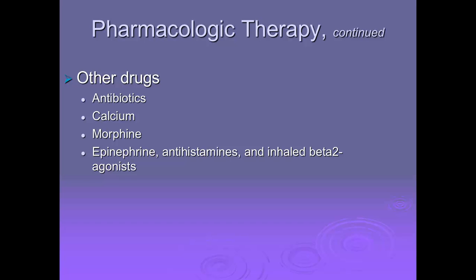Antibiotics are used to treat septic shock. Calcium is used to replace the lost calcium from blood transfusions. Morphine is given, it helps to dilate the veins as well as decrease anxiety. Your epinephrine and histamines and inhaled beta-2 agonist. Corticosteroids are used to treat anaphylactic shock. Cardiotonic glycoside, which is digitalis, is used to treat cardiac failure.